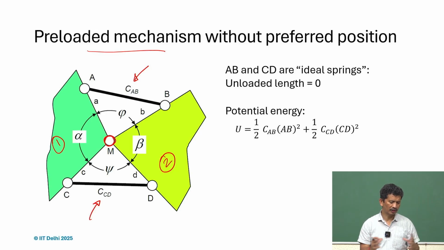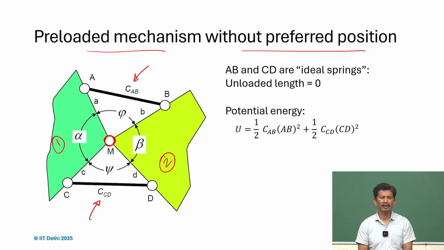These are the stiffnesses of those two springs, AB and CD. And suppose they are preloaded, and we want to achieve any position, or we can say without any preferred position. Whenever we attach springs, generally it will have the lowest potential energy and it will always try to go back there. So if you want to eliminate that, if you want no preference with respect to the position, then we have to get a constant energy mechanism.